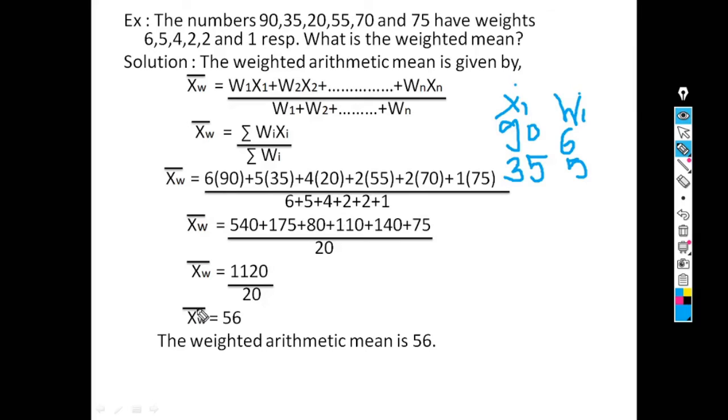So xw bar, the weighted arithmetic mean, is 56. Therefore the weighted arithmetic mean for this data is 56.